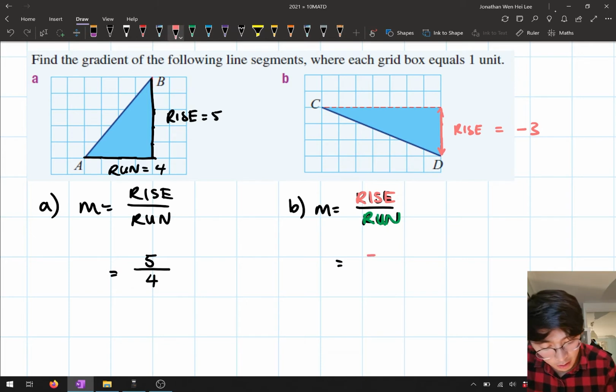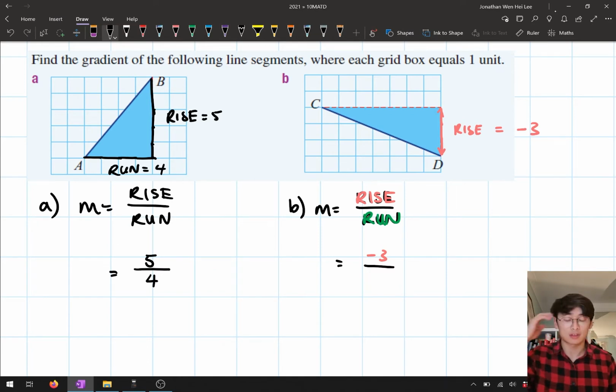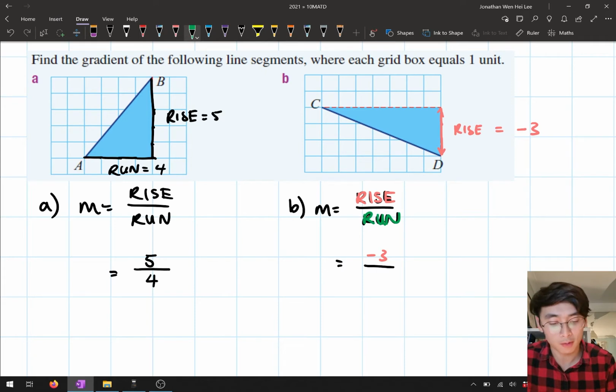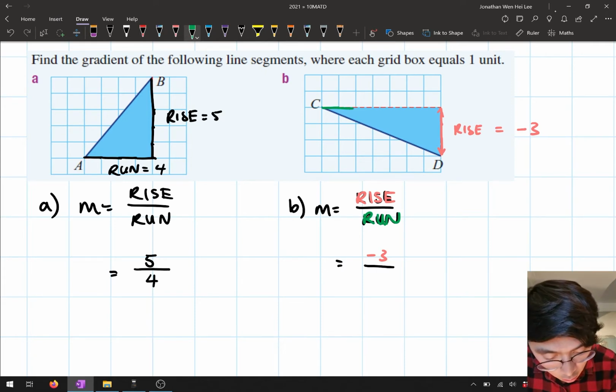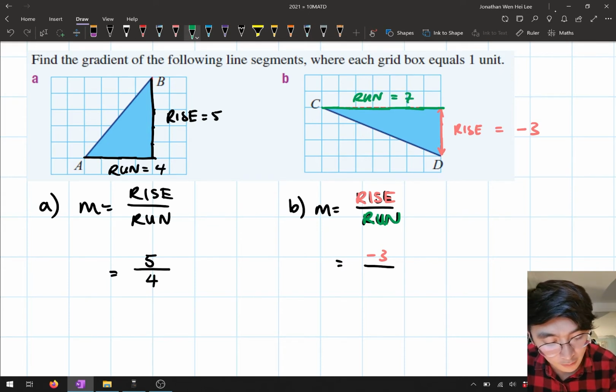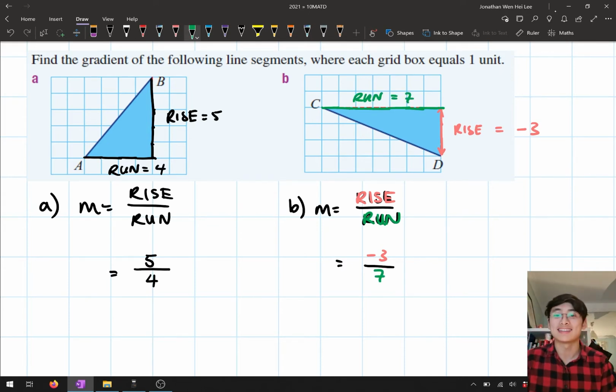So we're just going to have right here -3. And once again, our run is the distance we're going across by, our x coordinates. So here, my run, I'm just going to count up the units for my run. So here, I'm going to go 1, 2, 3, 4, 5, 6, 7. So here my run is equal to 7. So my final answer here is -3 over 7.